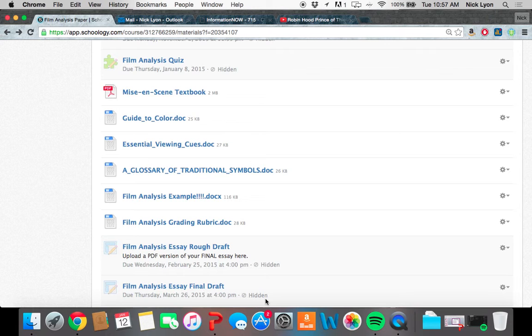On Schoology, you'll see in the film analysis folder, there's some helpful documents. At least I think they're helpful. The first thing is this mise-en-scene textbook that I put up there. That came from my old college textbook. I found it online. This was my college textbook that I used. This is an updated version of it.